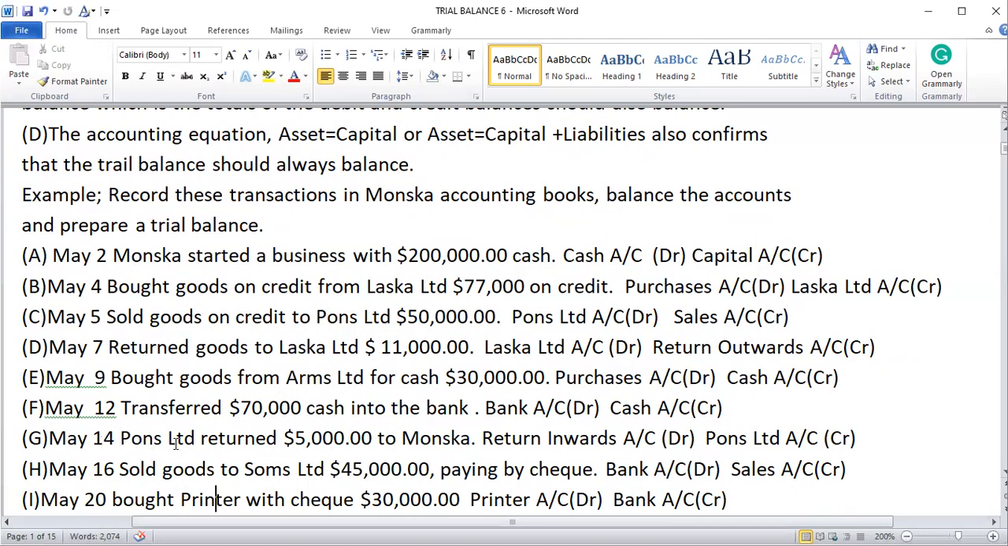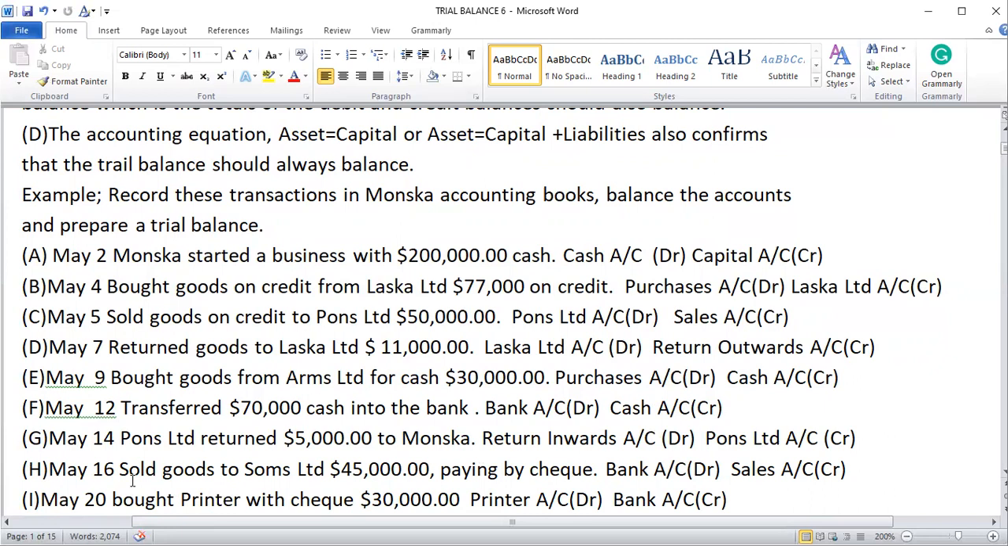May 14, Ponds Limited returned $5,000 of goods to Moscow. So you sold goods to Ponds Limited and he's returning them. So what are the two effects? We have the returns inwards account receiving the goods, so it will be debited. Ponds Limited account is giving out the goods, so it should be credited.